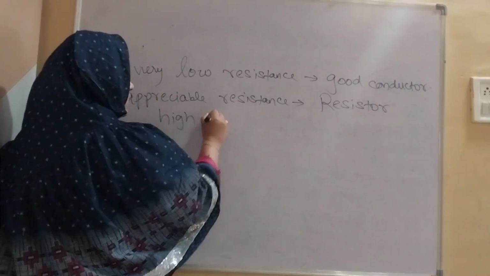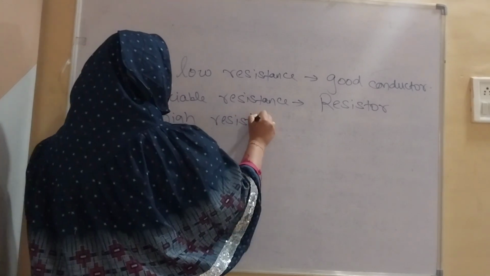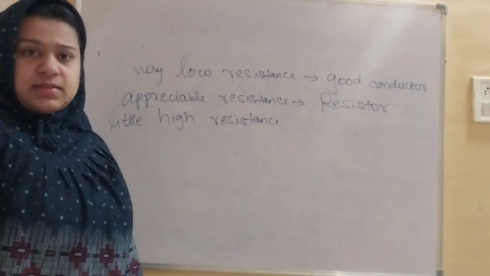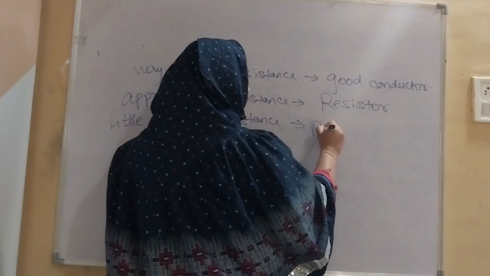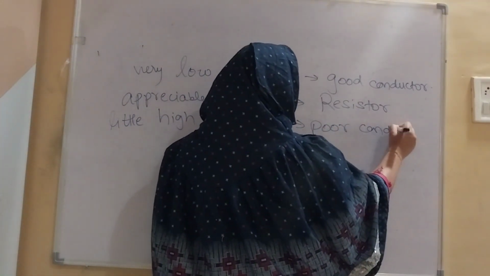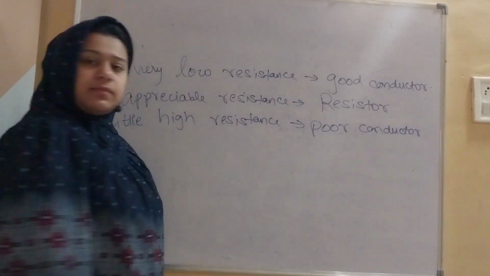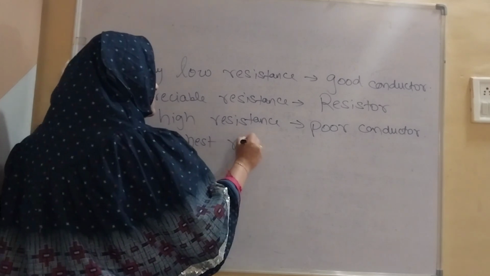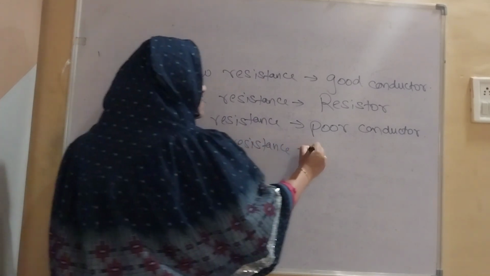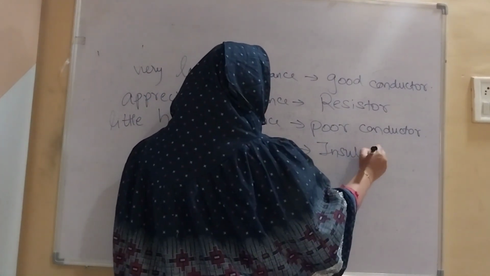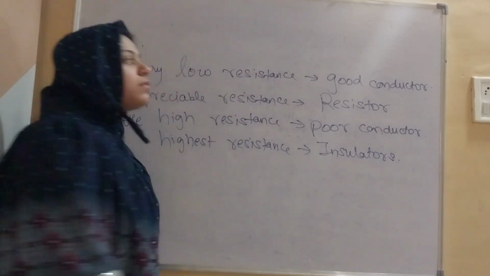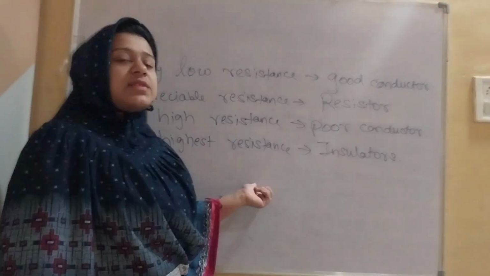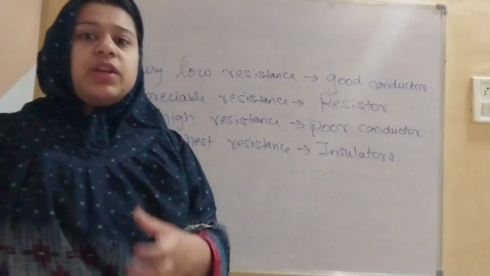And a substance which offers a little high resistance, that is known as a poor conductor. And substances which offer the highest resistance, those are known as insulators. Okay, so these are the types of substances depending upon the resistance, depending upon the obstruction in the flow of current.